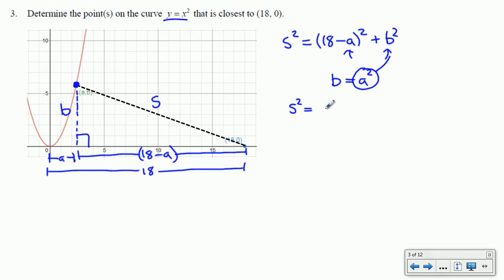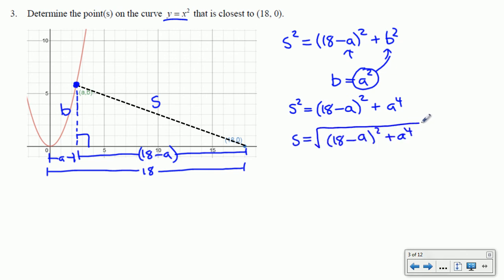So now the expression for s squared becomes this, 18 minus a squared plus a to the fourth. So the next thing we could do here, and maybe don't write this down, is take the square root of both sides of this equation and get an expression for s. So that would be fine, and then we could take the derivative of this with respect to a, but unfortunately it's a little more complicated than it needs to be because there is a square root symbol.